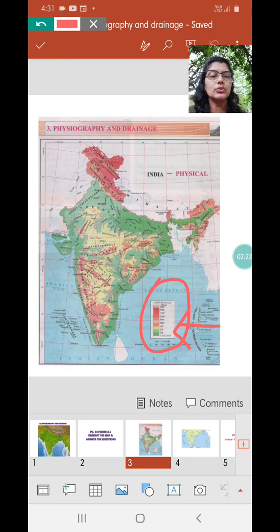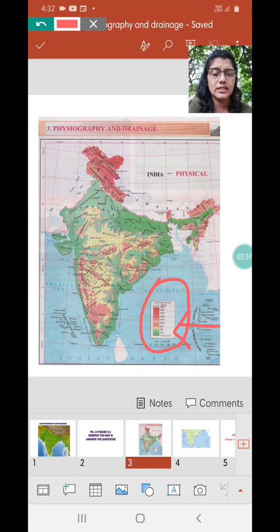From 1000 to 1500 it becomes lighter. 1500 to 3000 they are more checkered, orangish. Then 3000 to 4500 meters become a little more orangish. 4500 to 6000 is shown in reddish color. 6000 to 8000 in dark red or brown color, and above 8000 is shown in whitish color. So reading of the index is also a very important part of studying a map.